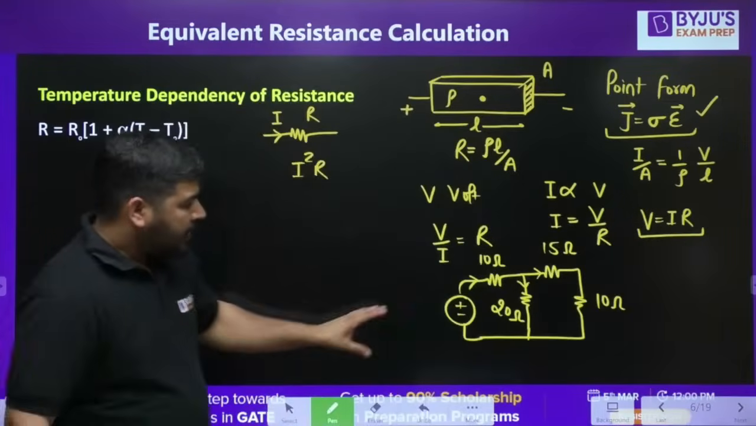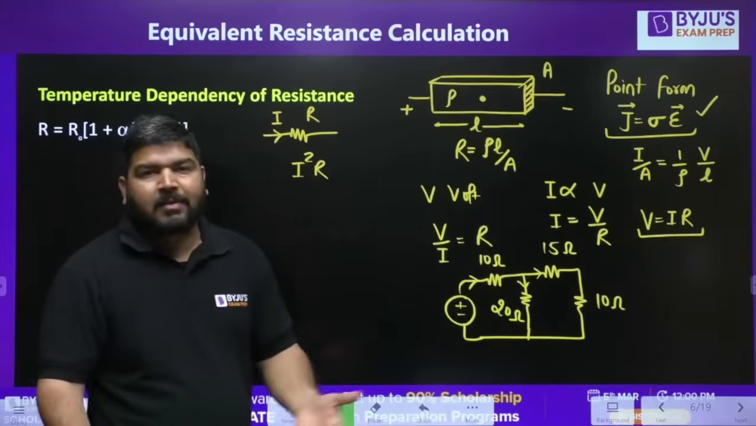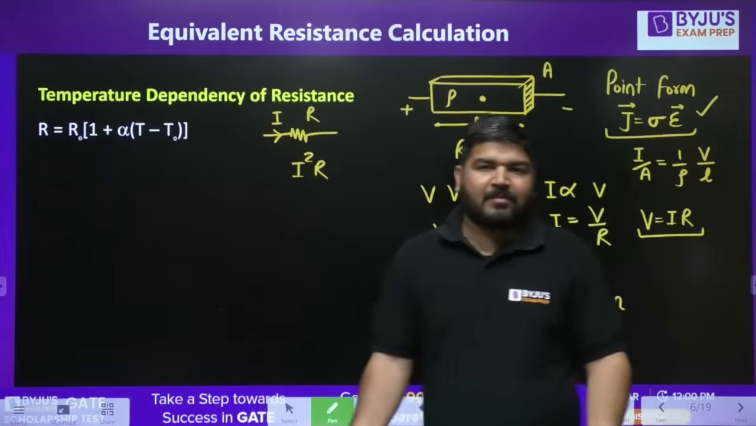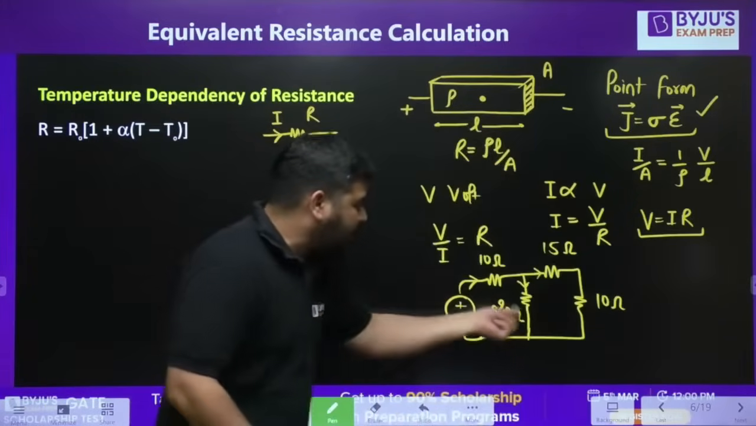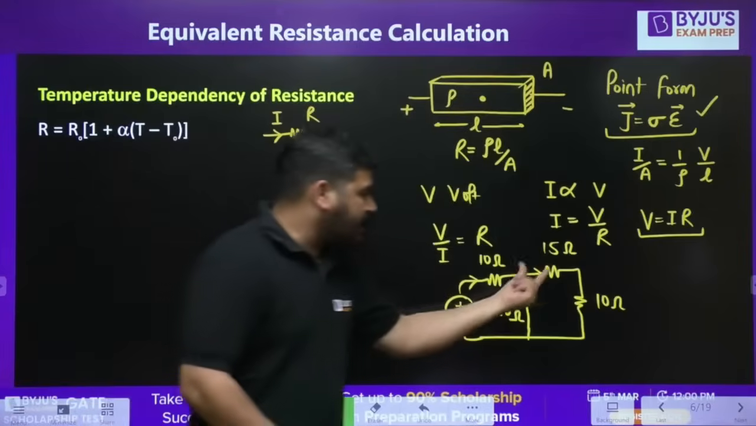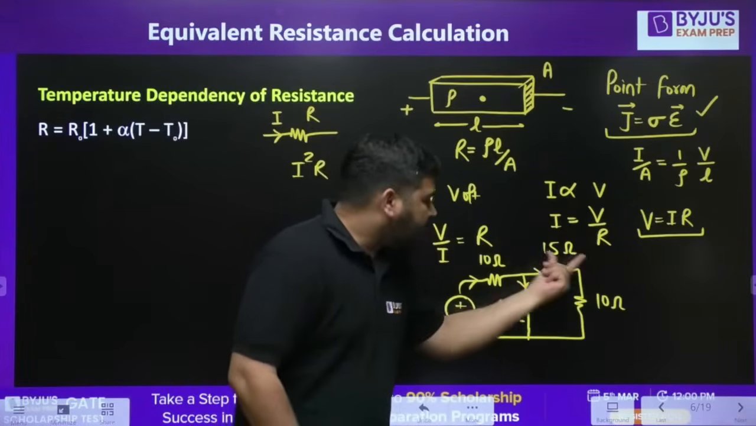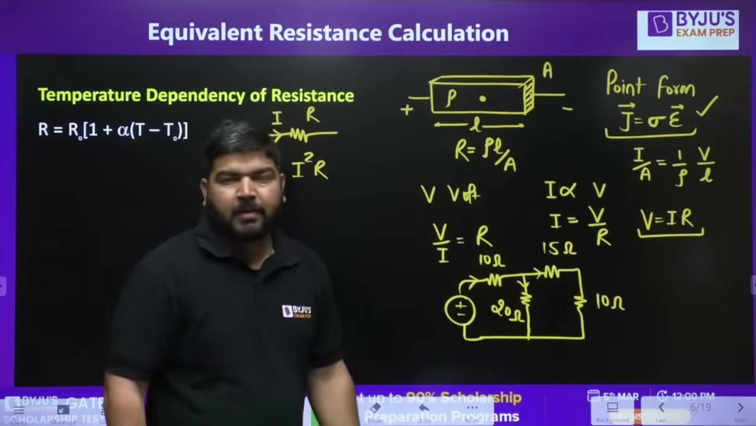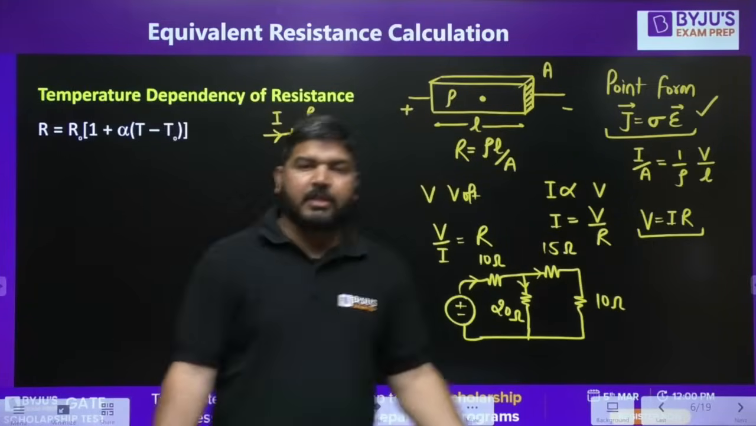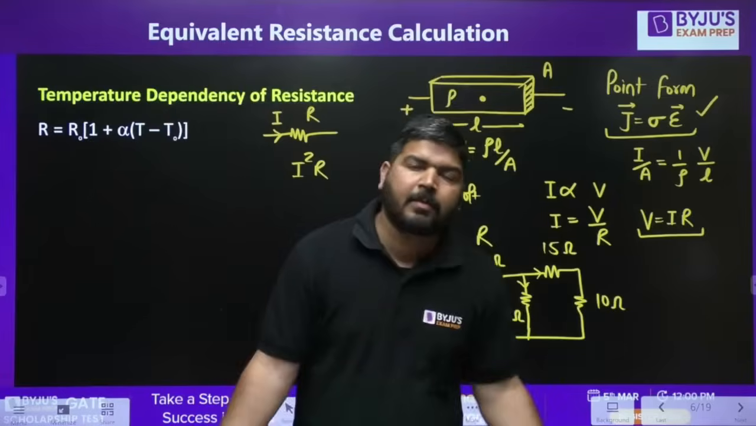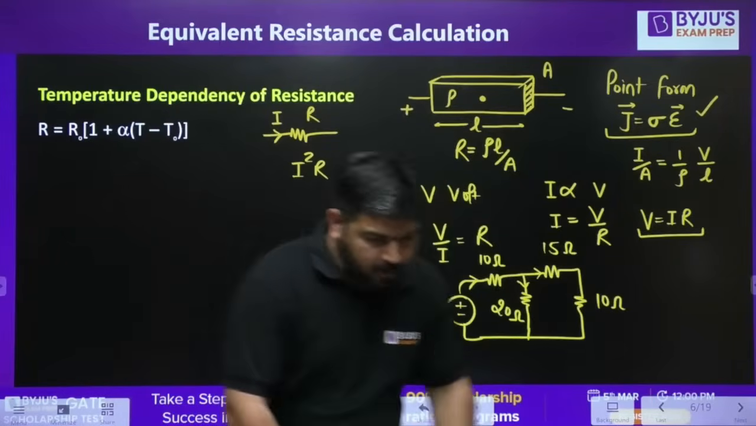So in a practical situation, you can't calculate the circuit resistance and you cannot represent the circuit resistance like this. Why? Because they are at some particular temperature. If the temperature changes, everything will change: circuit behavior, the current, the voltage, everything. I hope it is clear.